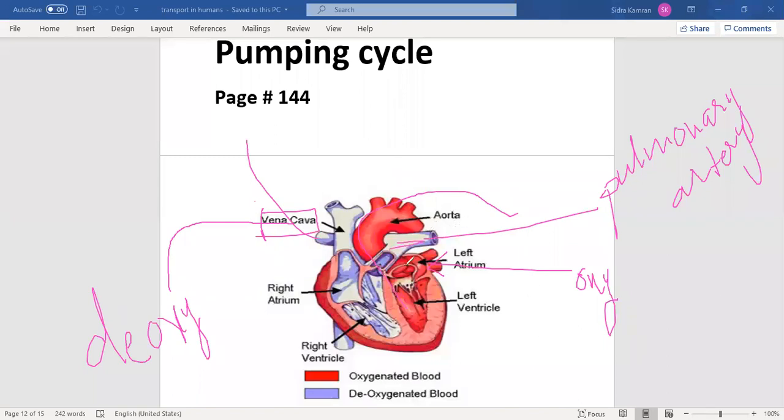At the same time, both atria, the right atrium and the left atrium, contract and relax at the same time. When the atria of both sides contract, the blood moves towards the ventricles. This atrium contracts and this atrium contracts at the same time, then blood moves into the ventricle.